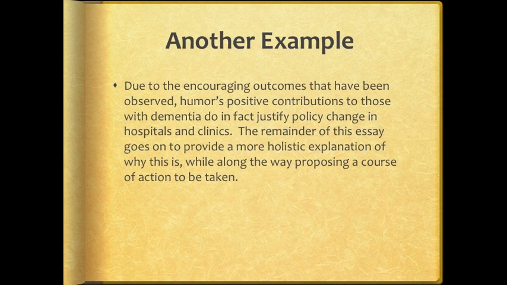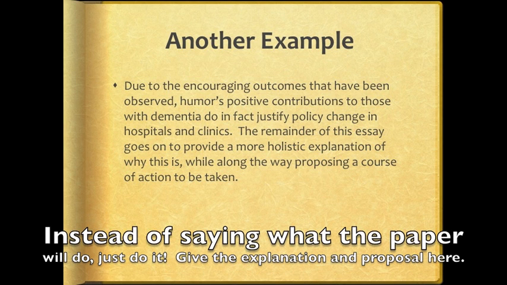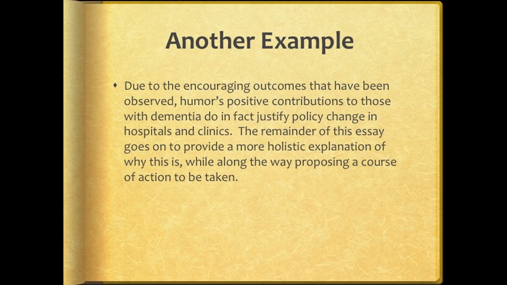What you might have noticed about this thesis statement is that that first sentence is doing a lot. It's telling us about the topic of the essay overall, it's giving us a roadmap for what the paper is going to talk about, how humor positively helps those who have dementia. But that second sentence isn't really giving us a lot. The remainder of this essay goes on to provide a more holistic explanation and propose a course of action. Why doesn't the thesis statement just tell us that straight out? Don't allow your thesis statement to run you. Allow the thesis statement to run the paper. So it does really need to be a guide that tells the reader where the paper might go.